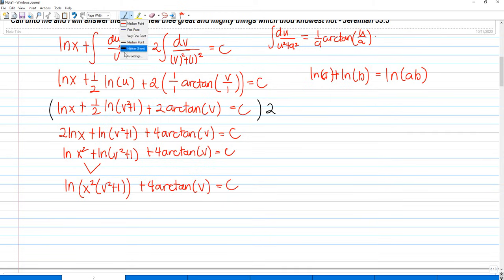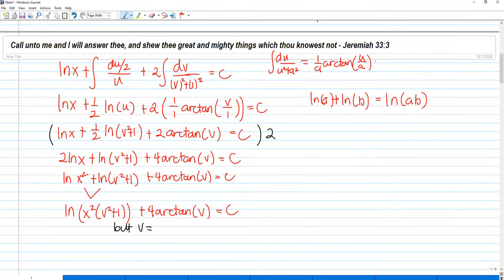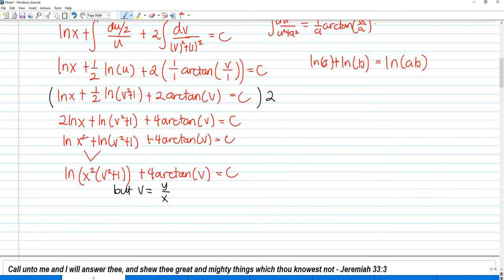Are we done? Not yet. We have to back sub the value of v. What is the value of v? The value of v comes from the substitution: v is equal to y over x. So if we substitute that, that will be ln of x squared times, v squared becomes y squared over x squared plus 1, plus 4 arctan of y over x equals c.